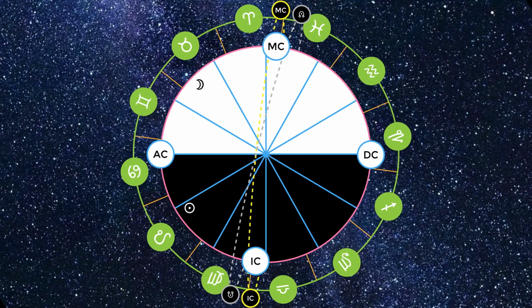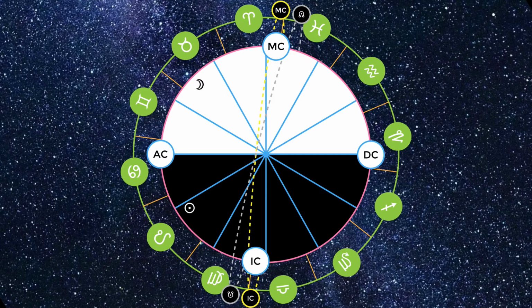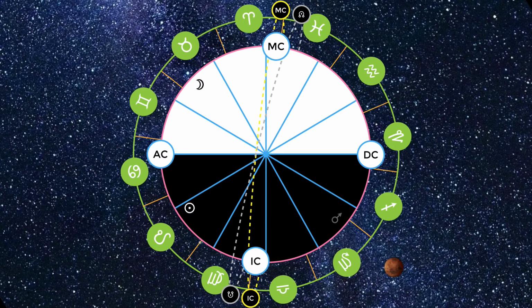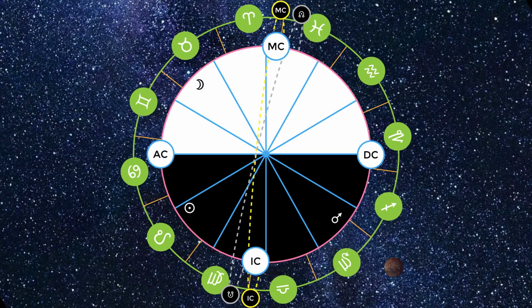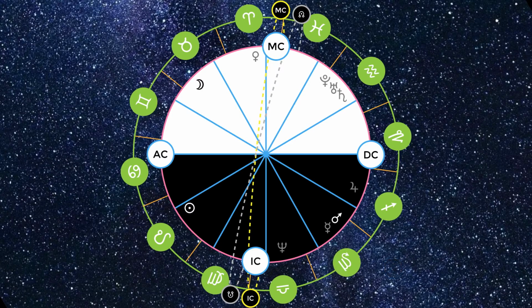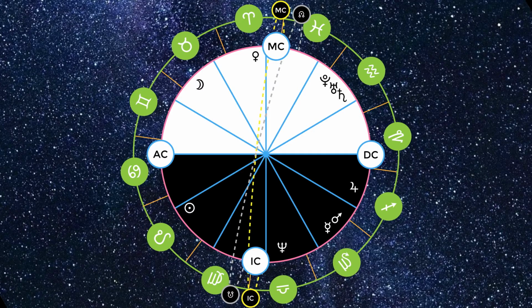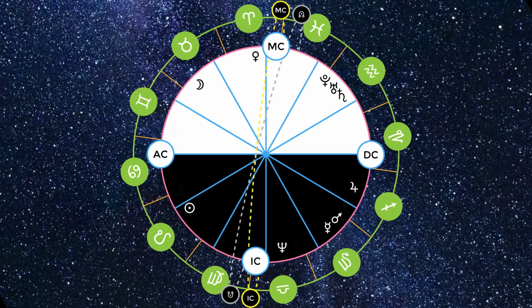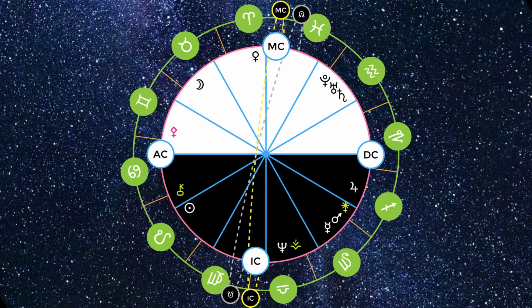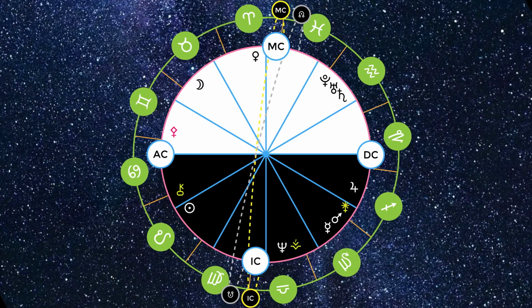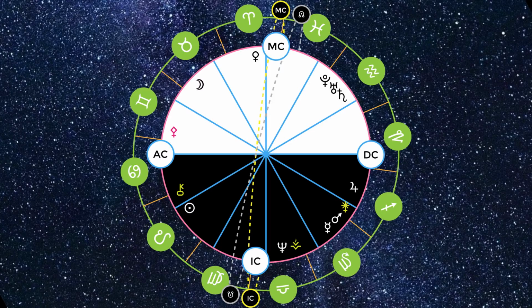We then plot the position of the planets, so if Mars was here in the sky, it would appear here on the chart, and so on until the positions of all planets are marked. We're also able to plot the position of other stellar bodies, such as asteroids, and in this course we'll take a look at the major asteroids astrologers use and their rulership.